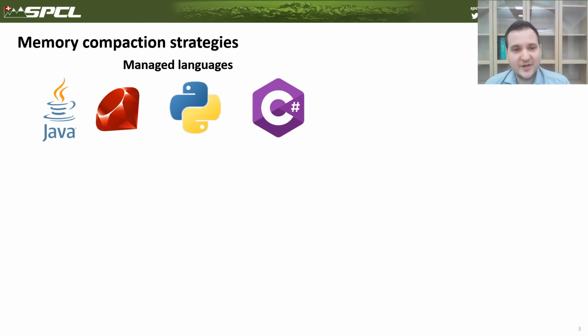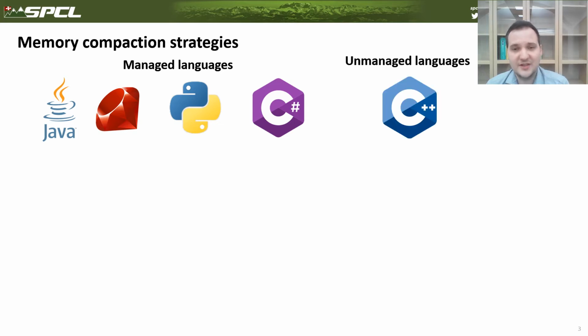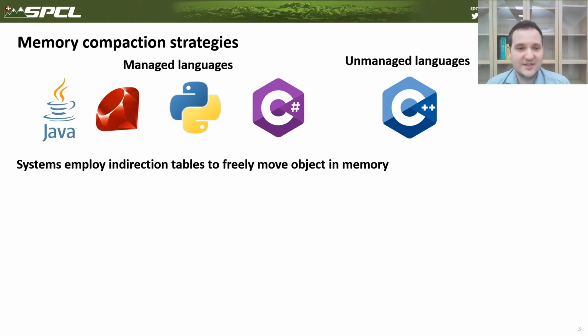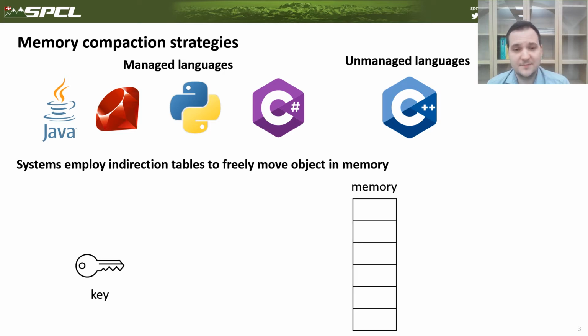When we talk about memory compaction, we first look at which language it's implemented in. So we have managed and unmanaged languages, where managed languages offer you automatic memory management, which performs compaction for you. Or you could implement the same thing in unmanaged languages and do compaction yourself. But regardless of what language your memory compaction is implemented in, the systems rely on the same mechanism, which we call the use of indirection tables.